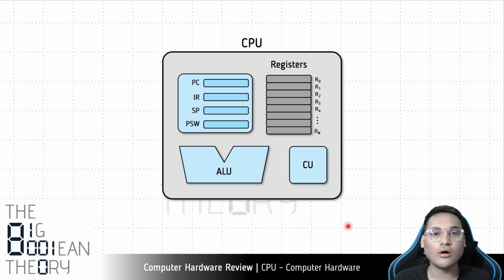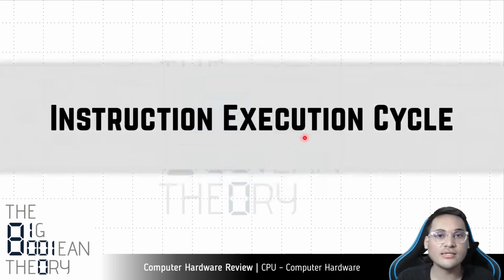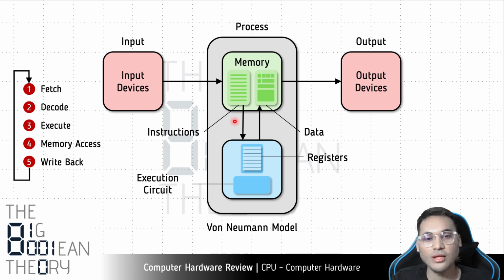So let us now understand how the CPU functions. As we already discussed, the basic job of the CPU is to execute instructions. And as we know, a modern CPU can execute millions and billions of instructions per second. This execution of instructions happens by following something known as the instruction execution cycle. Let us understand this cycle to have a good understanding of how the CPU works. So this is the von Neumann model, and this is the CPU. We already discussed that there are two major components: first the registers, and then the execution circuit. And the sole purpose of the CPU is to execute instructions.